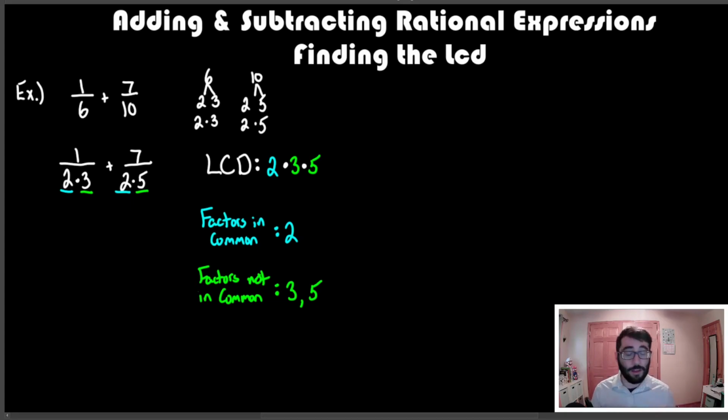What do you have to multiply 6 by to become 30? Well, 5. What do you have to multiply 10 by to become 30? Well, 3. There's actually another reason for that.